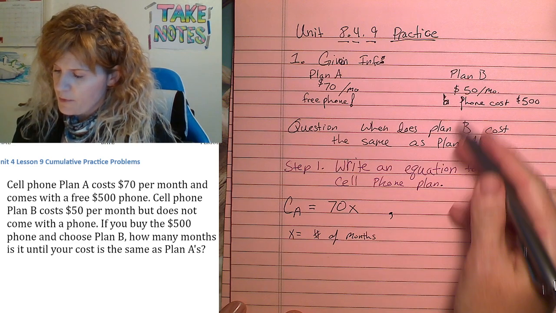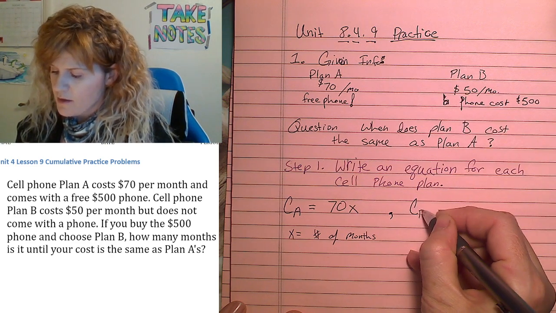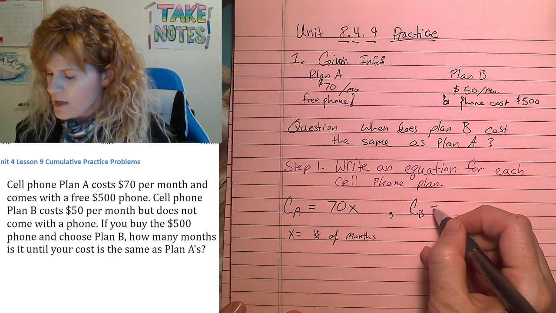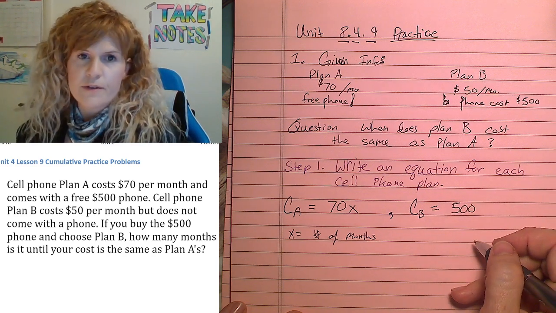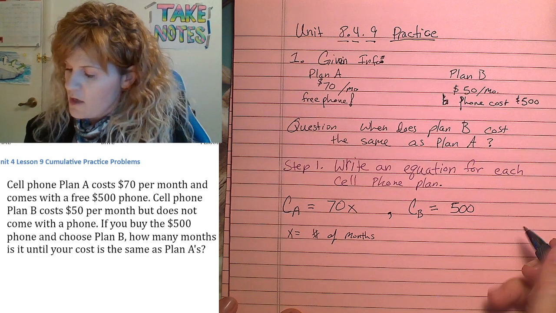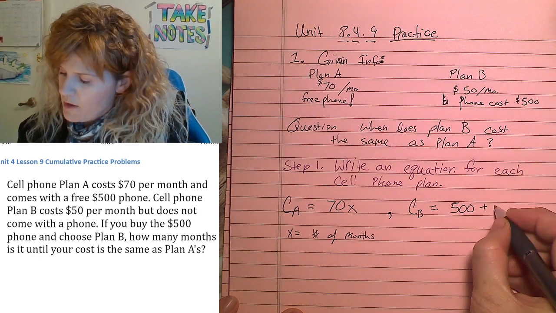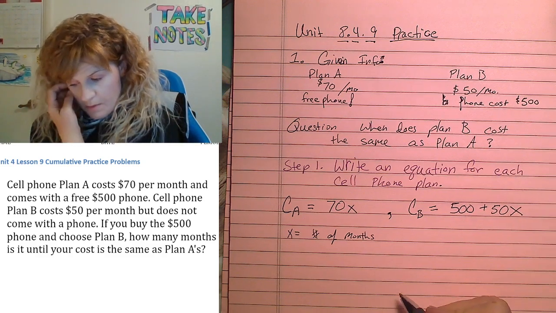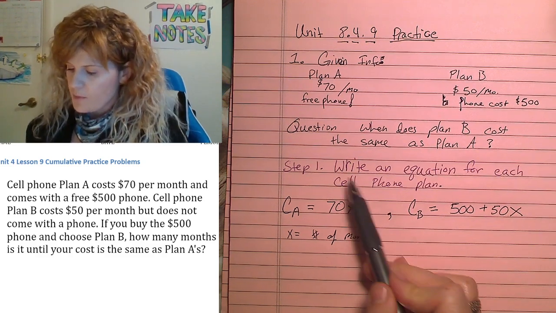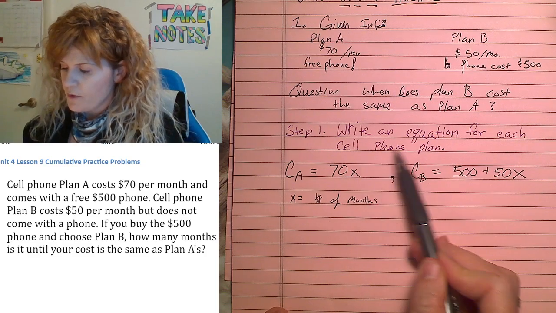And for plan B, the cost of plan B cell phone is $500 right away. To buy your new phone, you have to pay for that. It's $500, but it's only $50 per month. So $50 times X. X is the number of months. Okay, so we did it. Write an equation for each cell phone plan.